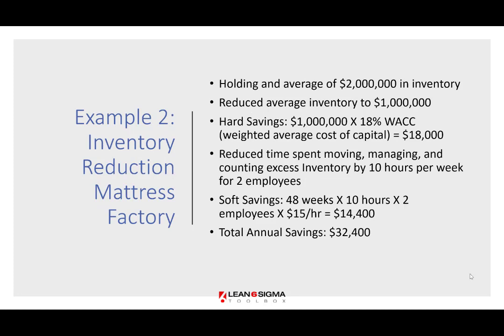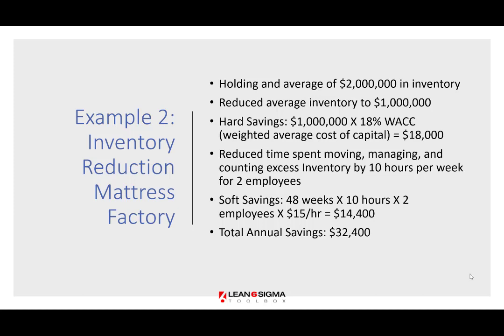Example number 2, this is an inventory reduction at a mattress factory where we took the amount of inventory we were holding, which was about $2 million, and reduced that to $1 million. So cut it in half, basically. So if you look at an 18% WACC, which is your weighted average cost of capital, that's the amount of interest you're spending to borrow the money that you have tied up in your inventory. Now, for right now, 2020, this is probably a lower interest rate than that. However, this is also opportunity cost. That's money you could be spending to go earn an 18% return on your money if you were investing that money elsewhere outside of just your inventory.